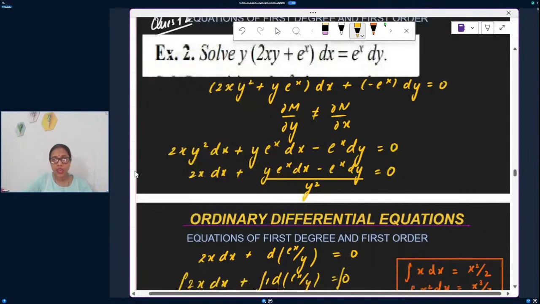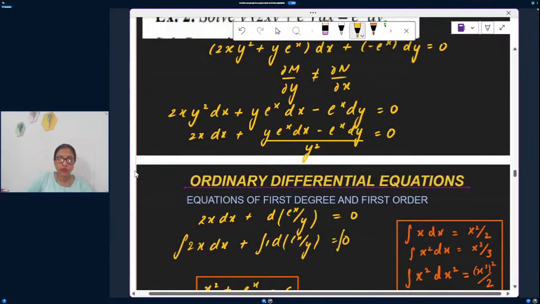So once I have checked that it is not exact, what I have done here is multiplied by 1 by y square. So you can say that 1 by y square is the integrating factor here, and once I multiplied by 1 by y square, I got an equation which is exact. If you check this equation by the method del m by del y and del n by del x, you can see that this is exact, that it is coming out to be the same. And then you can try finding the solution directly.